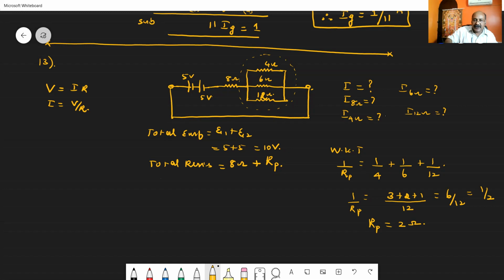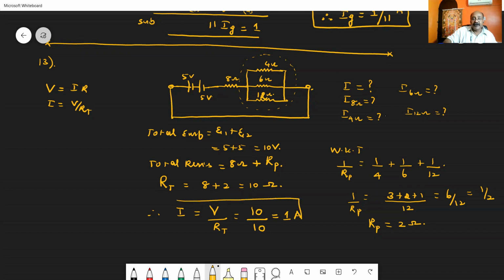Take this and substitute it here. Let us take the total resistance as RT. But what is the value of RT? 8 plus 2, you get 10 ohm. Therefore, what is the total current I? Total current is total potential divided by total resistance. Total potential is 10 volt. Total resistance is 10 ohm. So the total current available is 1 ampere.